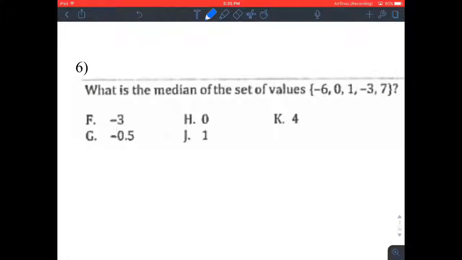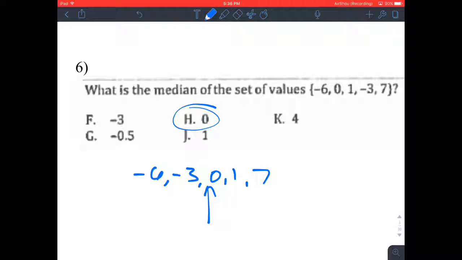What is the median of this set of values? This is different because the numbers are not in ascending order. So -6, -3, 0, 1, 7. Now they're in ascending order. So 0 is the center number. Dunsies.